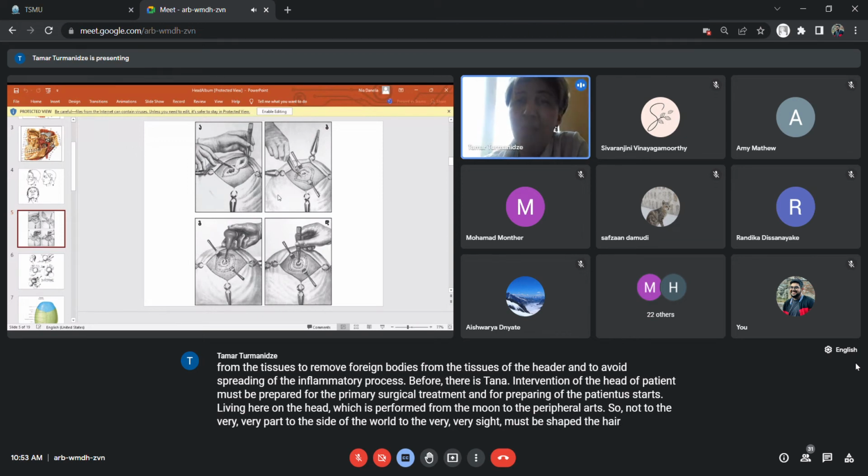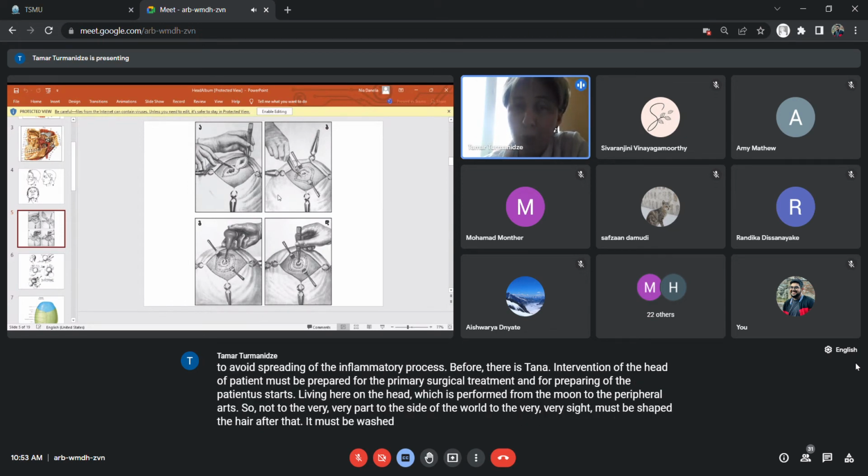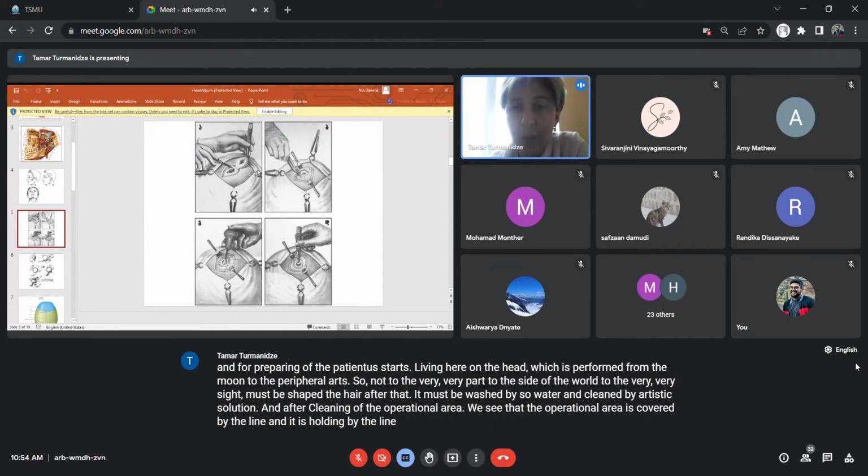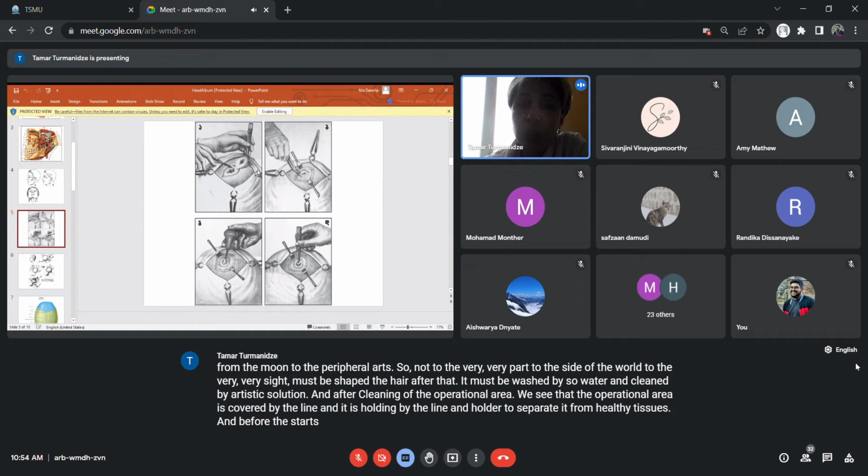After that, it must be washed with soap water and cleaned with antiseptic solution. After cleaning of the operational area, the operational area is covered by linen. It is held by the linen holder to separate it from healthy tissues. And before dissection of the tissues starts, anesthesia must be performed.